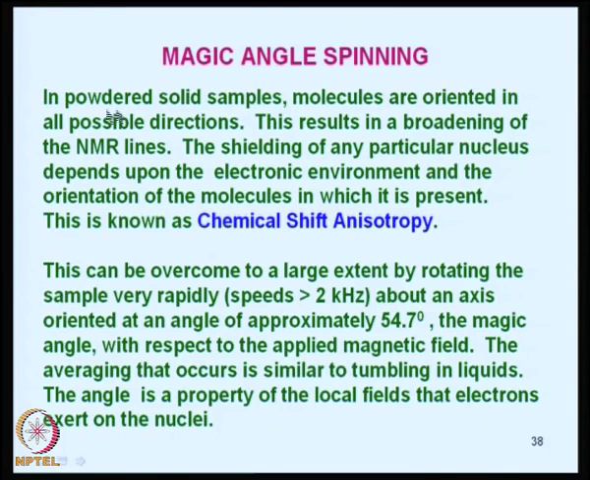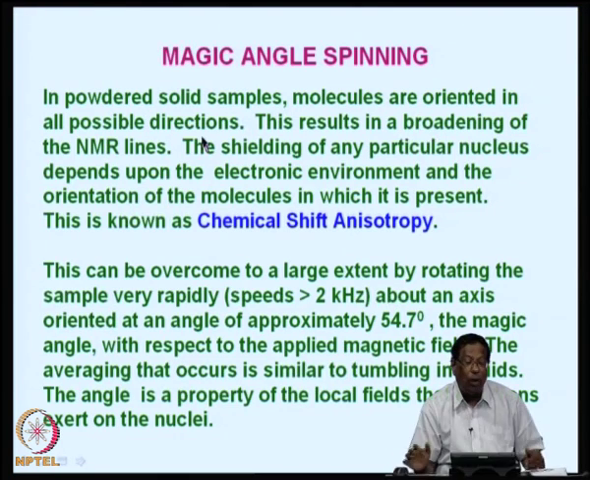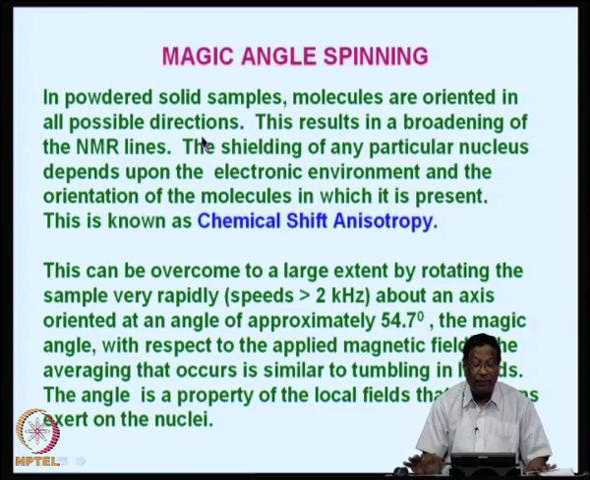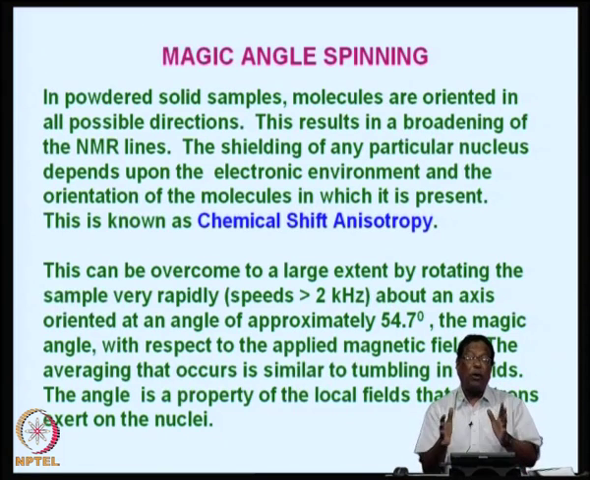So, in powdered solid samples, molecules are oriented in all possible directions. This results in broadening of the NMR lines. The shielding of any particular nucleus depends upon the electronic environment and the orientation of the molecules in which it is present. This is known as chemical shift anisotropy.